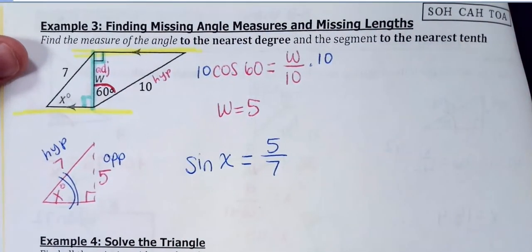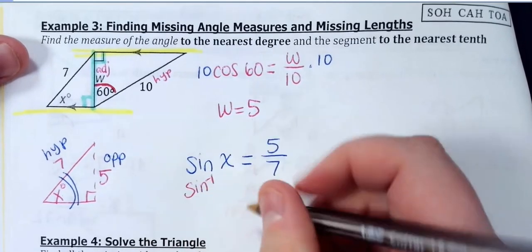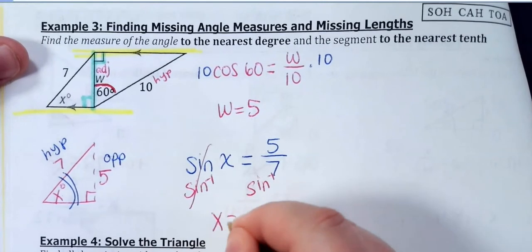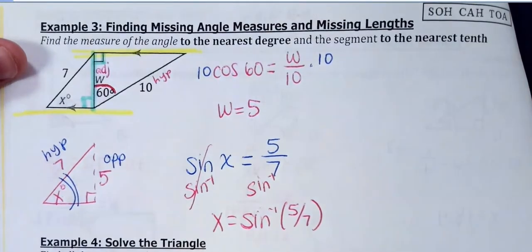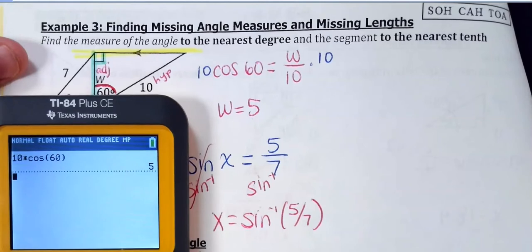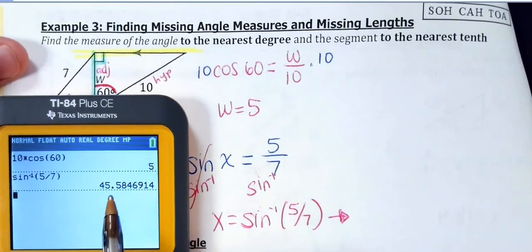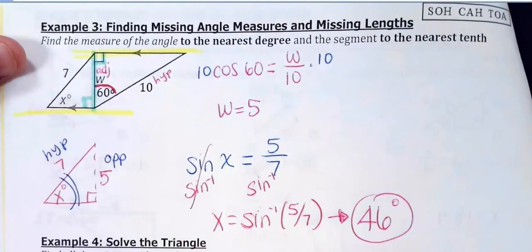And anytime we're finding an angle, we got to cancel out the trig function, which is a sine here, by using an inverse. So the sine and its inverse cancel each other out. So inverse sine of 5/7 is going to give me my missing angle measure. So I'm just going to grab my calculator here real quick. So angles, we got to hit second sine, 5/7, and to the nearest degree, 45.58, we're going to have to round that up. It's about 46 degrees.